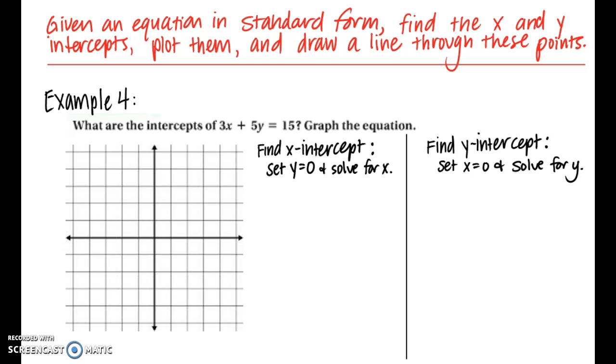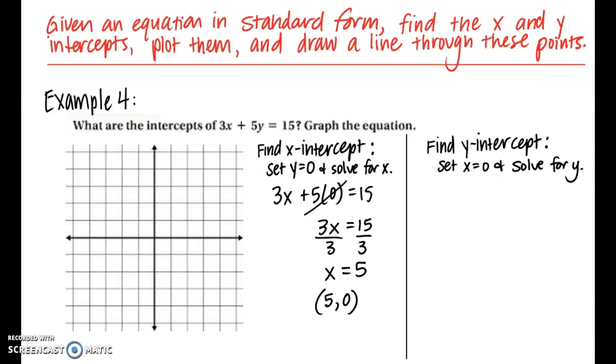To find the x-intercept, we're going to set y equal to 0 and solve for x. The reason why this process works is because at the x-intercept, the y value is 0. So plug in 0 for y, and everything else is the same. From there, you see that the 5 times 0 is just 0, so that whole term cancels. So you just have 3x equals 15, and then divide by 3, and we find out the x-intercept is 5. So in coordinate form, that would be 5, 0.